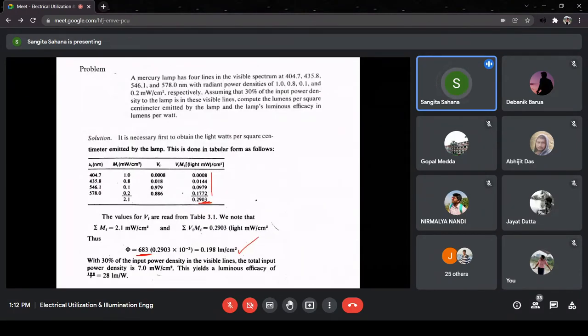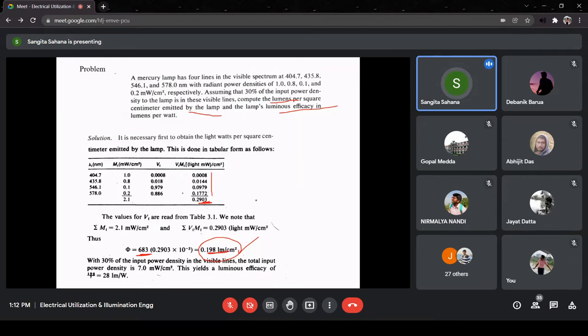Okay, so this is the first one, which is the lumen per square centimeter emitted by the lamp. So from the lamp, we will get 0.198 lumen per square centimeter. Okay, next we have to calculate the luminous efficacy, or the output by input. So output we know, it's 0.198 lumen per centimeter square.